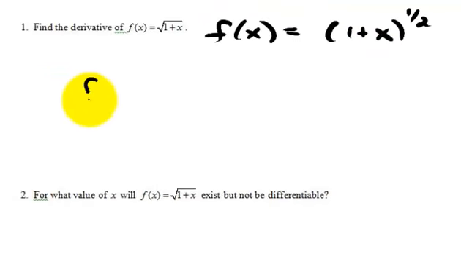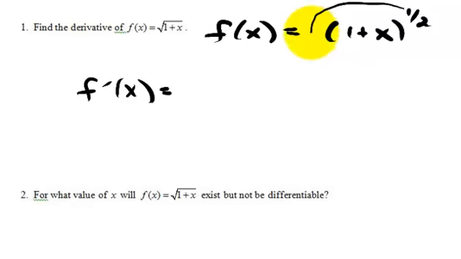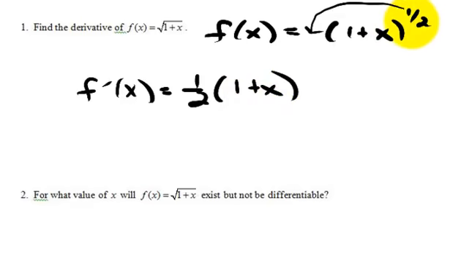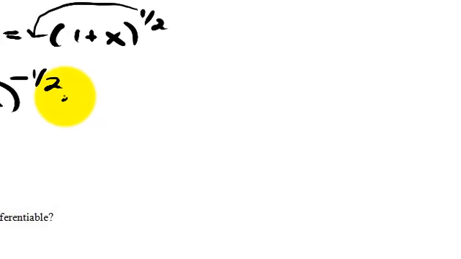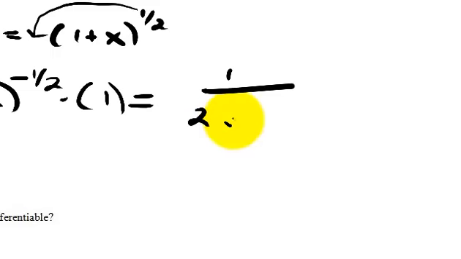So if you were to differentiate, the rule is you'd bring down the exponent, so bring that out front, leave the inside alone, then subtract 1 off the exponent, so 1/2 minus 1 is negative 1/2. And then you'd multiply by the derivative of the inside. And the derivative of 1 plus x is just 1. And then you can clean this up a little bit. You can leave it like this, but clean it up and it looks like this. So that's our derivative.